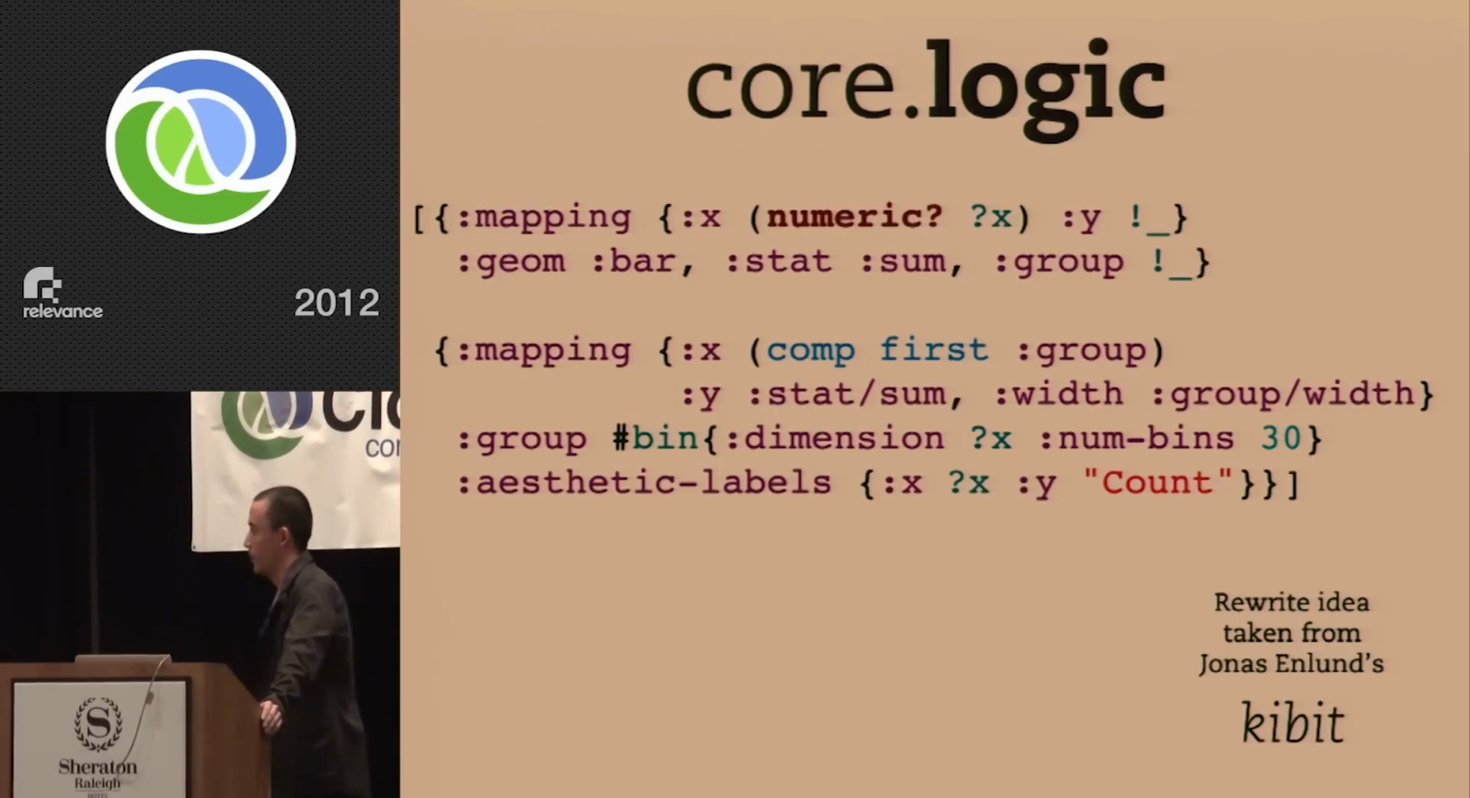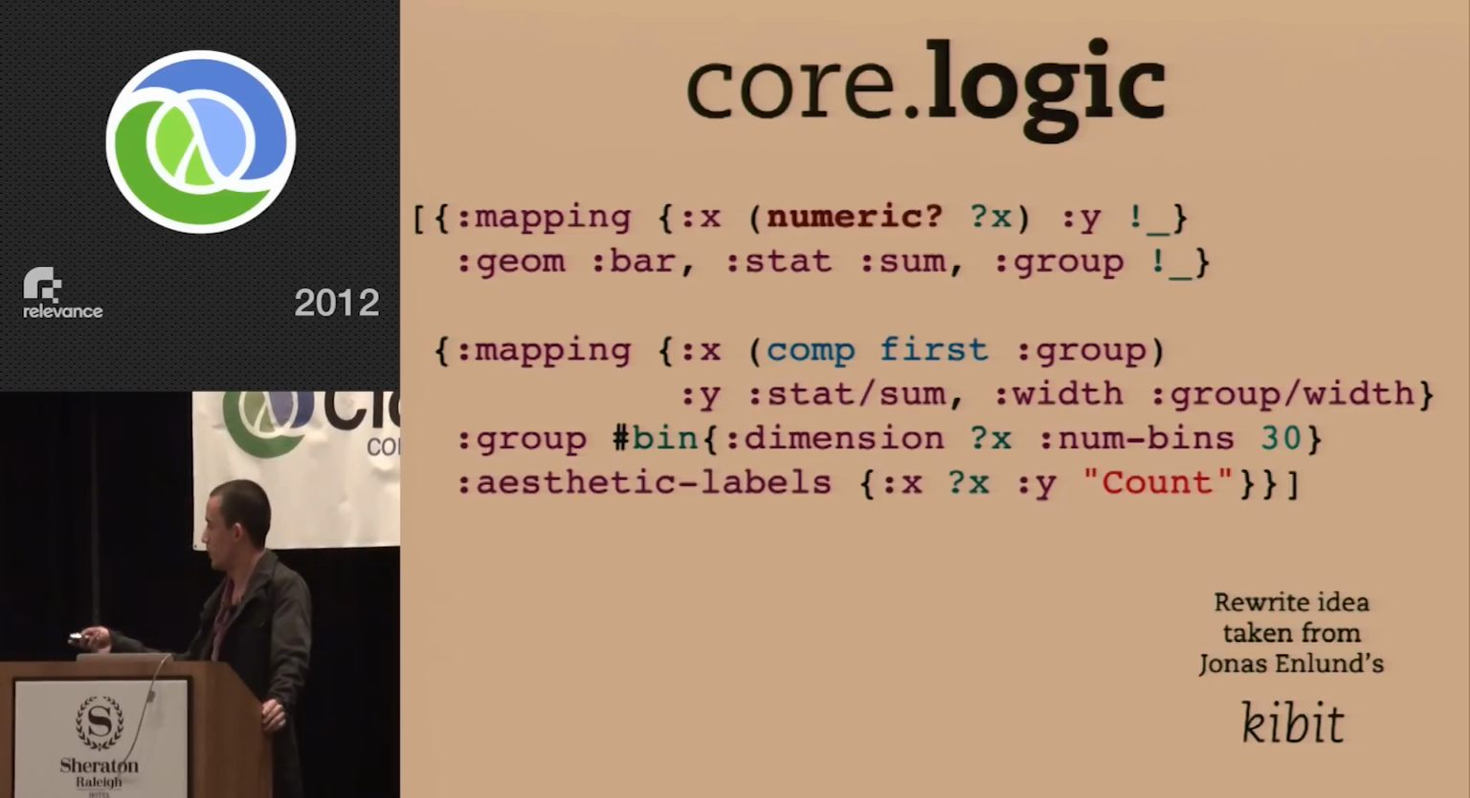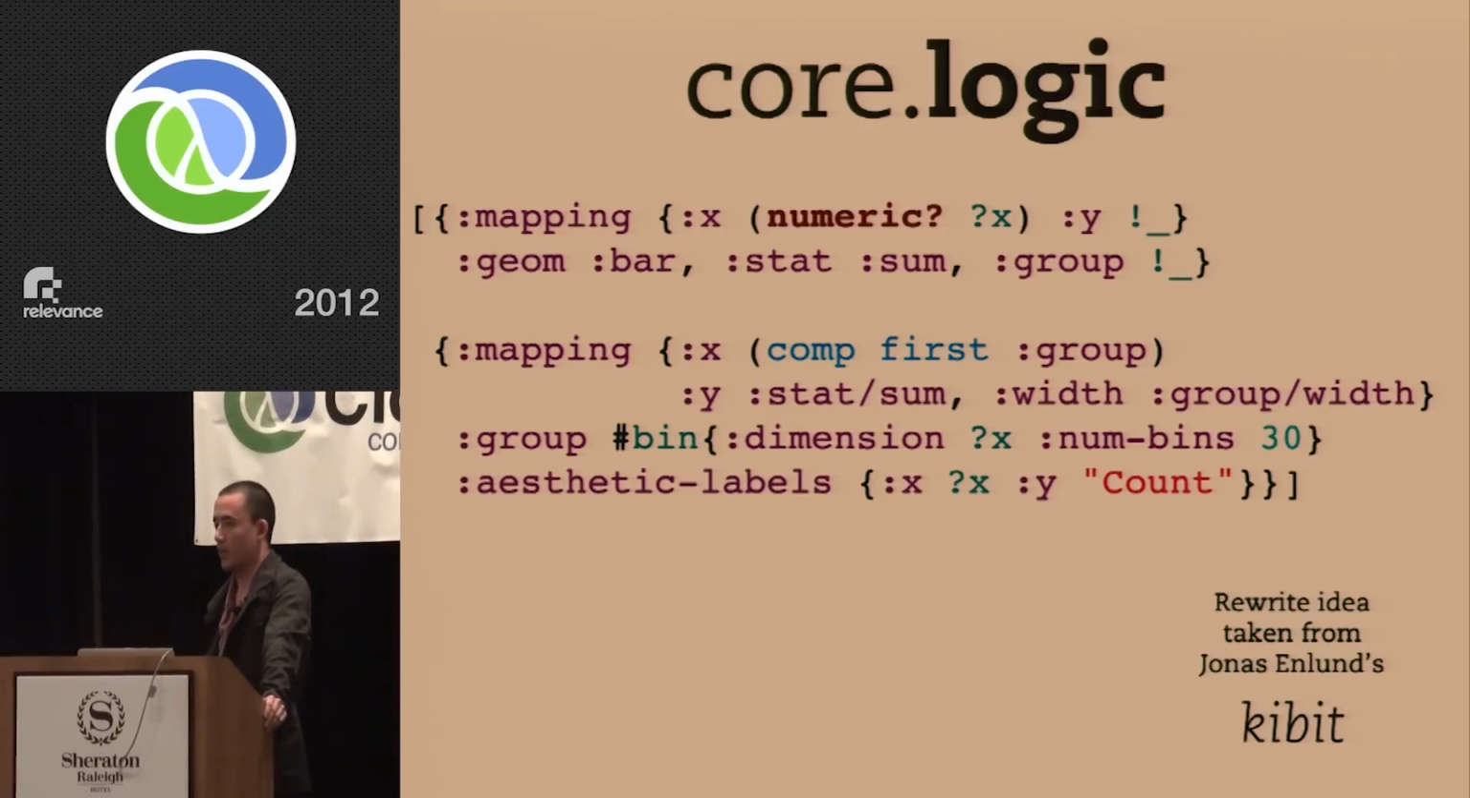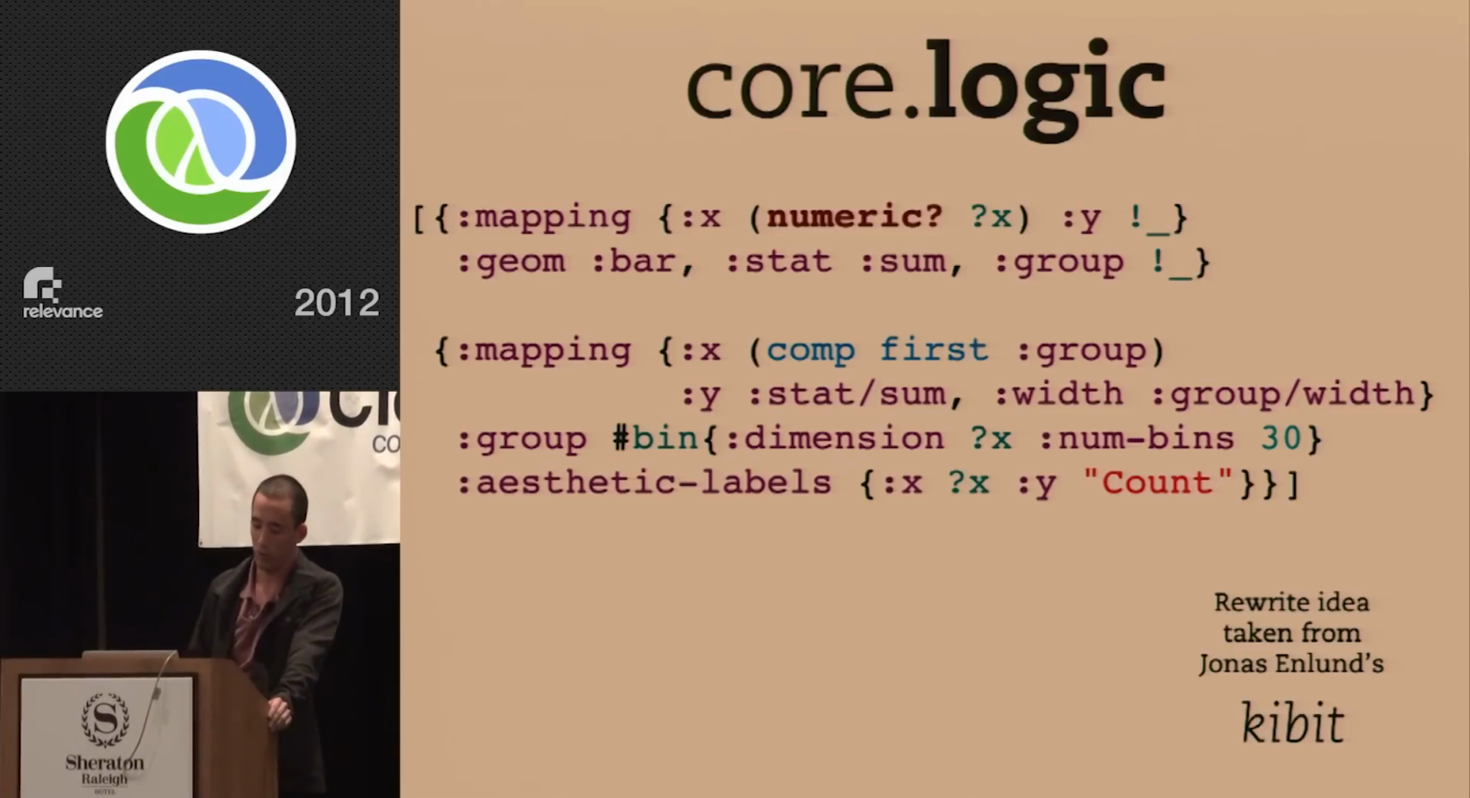And so I definitely wanted to thank David for that. And also, I don't know if you guys have seen Jonas's Kibit library, which does this kind of pattern matching as a linter for Clojure code, which is really where I got this idea. So that stuff is really cool.